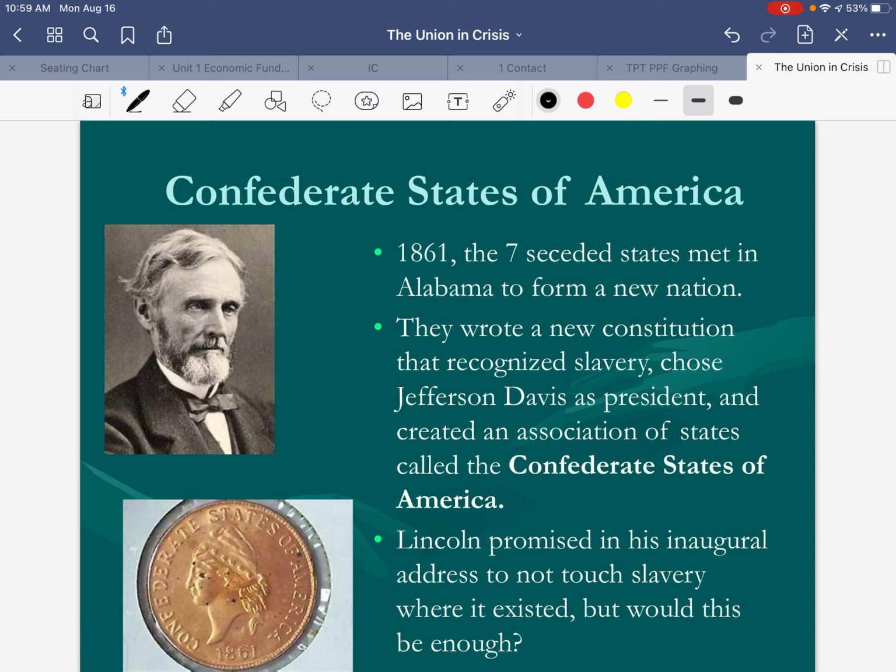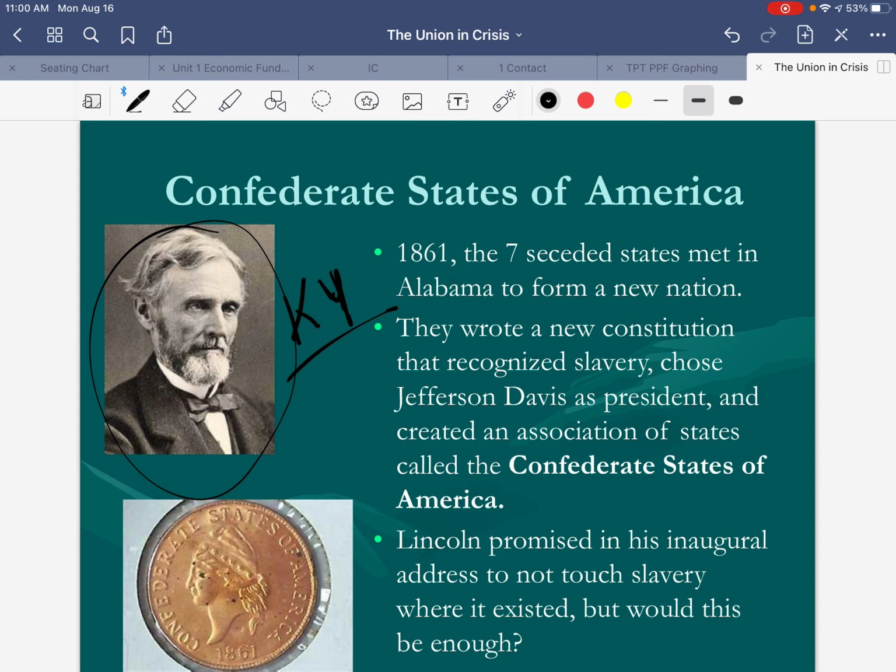So the South secedes and starts the Confederate States of America. In 1861, all those states meet together in Alabama. They form a new nation called the Confederate States of America. They write a new constitution. They have a new president. His name is Jefferson Davis, and he is from Kentucky. So both presidents, Lincoln and Davis, were from Kentucky.